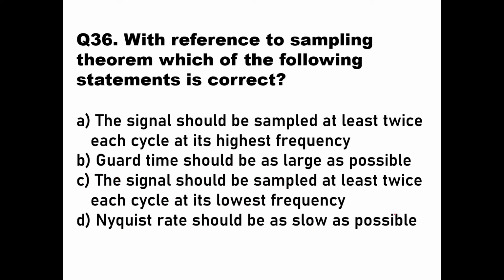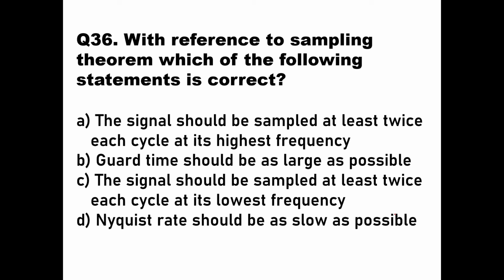With reference to the sampling theorem, which of the following statements is correct? The statements are: A, the signal should be sampled at least twice each cycle at its highest frequency. B, guard time should be as large as possible. C, the signal should be sampled at least twice each cycle at its lowest frequency. And D is, Nyquist rate should be as slow as possible.